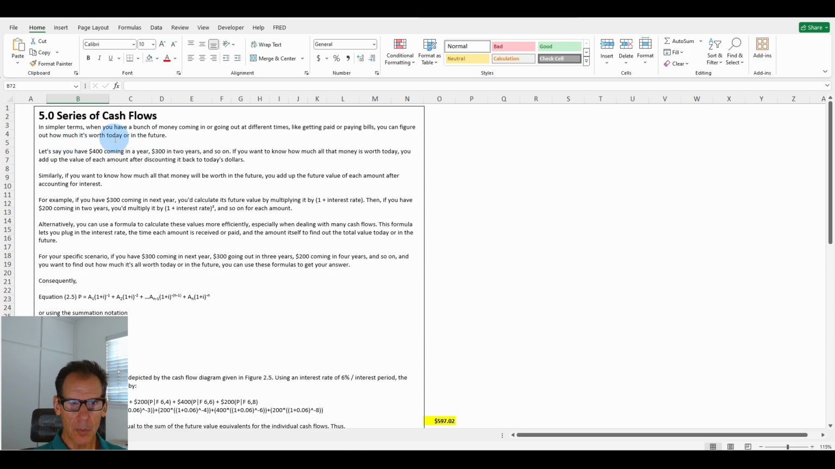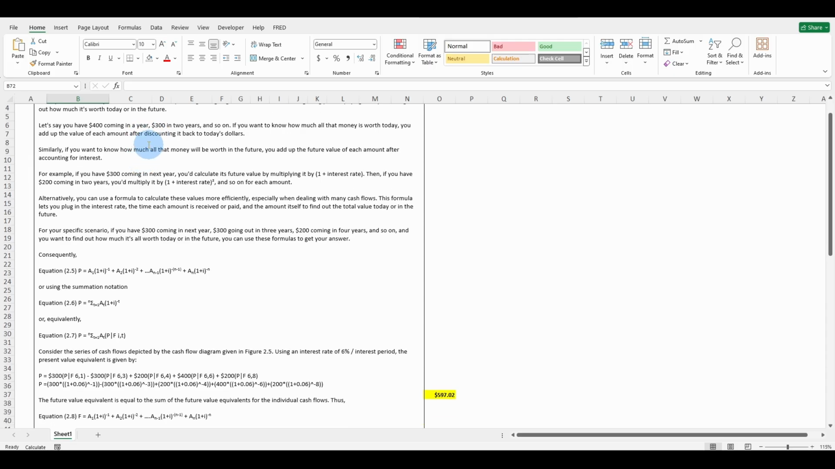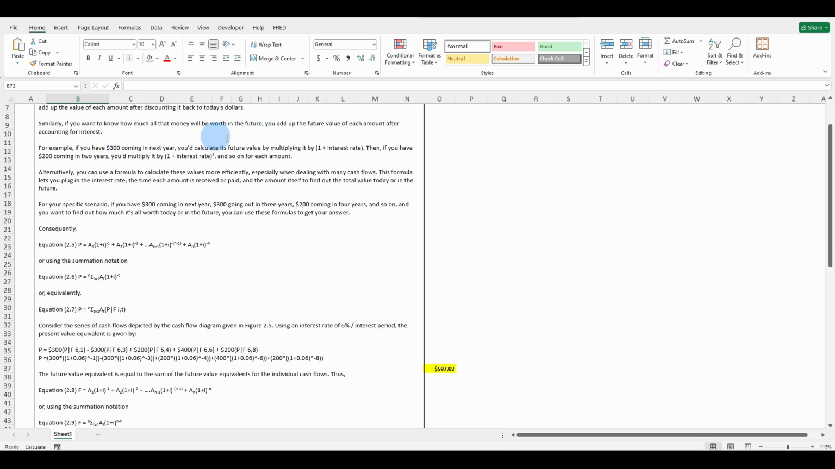In simpler terms, when you have a bunch of money coming in or going out at different times, like getting paid or paying bills, you can figure out how much it's worth today or in the future. Let's say you have $400 coming in a year, $300 in 2 years. If you want to know how much all that money is worth today, you add up the value of each amount after discounting it back to today's dollar. Similarly, if you want to know how much all that money will be worth in the future, you add up the future value of each amount after accounting for interest. So we have a present value and a future value example coming up.